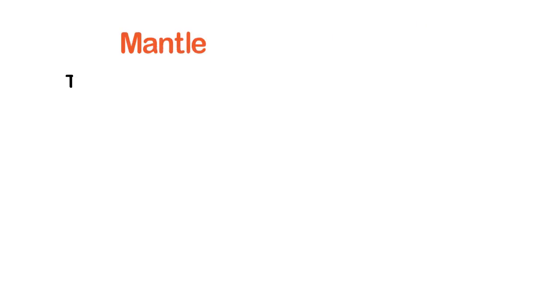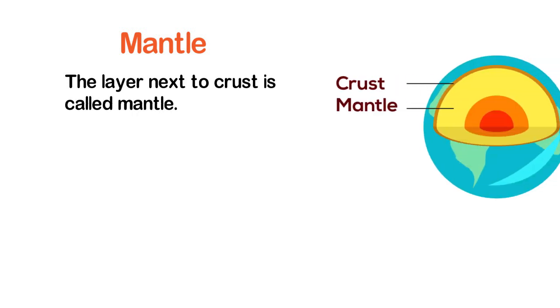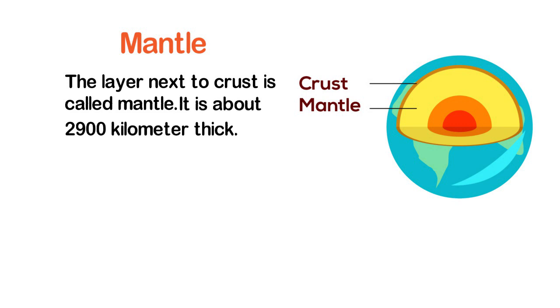Mantle. The layer next to crust is called mantle. It is about 2,900 kilometers thick. It is a layer of hot rocks.